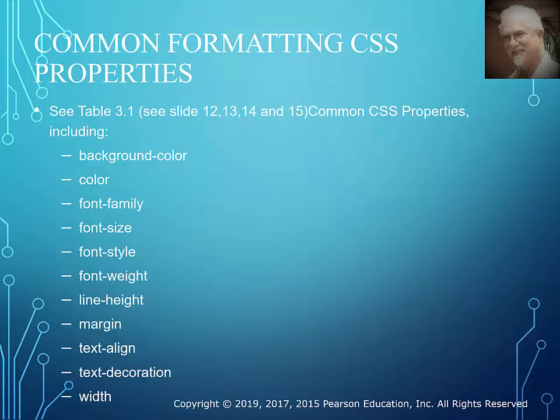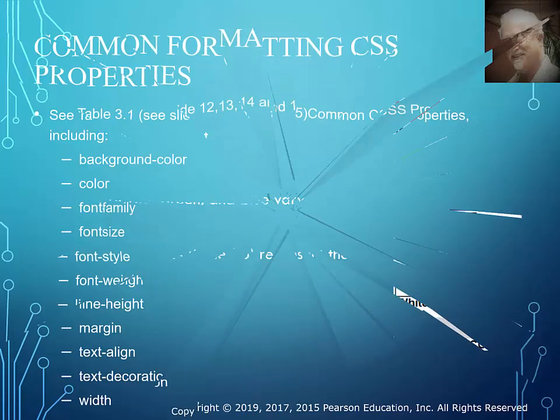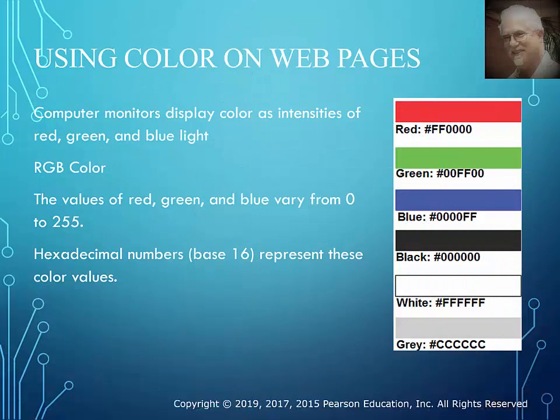Common things you can format are things like the background color, the color, font family, font size, style, weight, height. There's a ton of things you can do. A lot of these things are pretty easy to figure out. There are pages in the textbook and online that you can refer to for reference. What are some of the things you can modify?